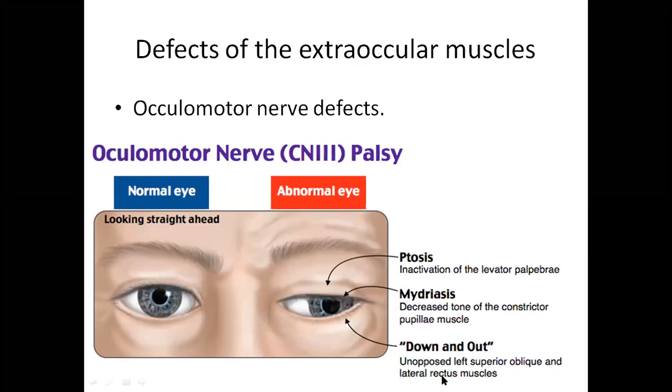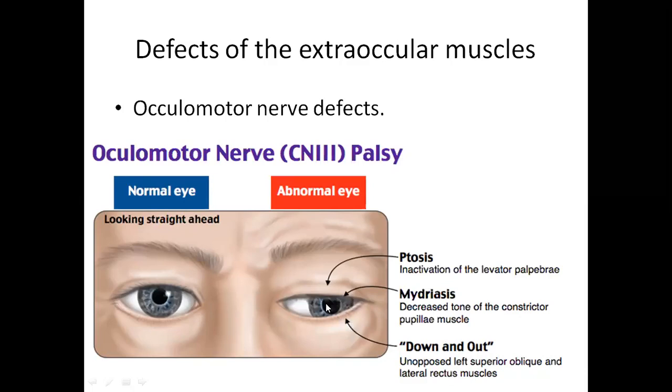So these become dominant if the oculomotor nerve is not there. The lateral rectus pulls the eyeball laterally, and the superior oblique function is to depress the eyeball. Okay, because the inferior oblique elevates the eyeball, and the superior oblique depresses the eyeball.